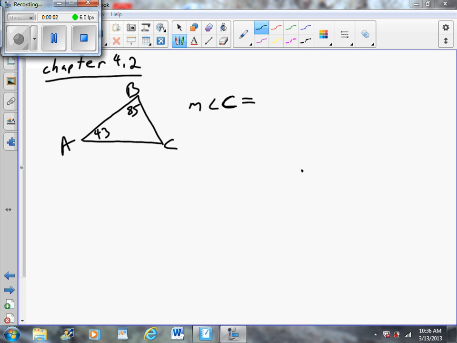Okay, today we're going to start in section 4.2. I did a lot of teaching yesterday. We just went over some review on what was meant by the exterior angle theorem. Remember, the exterior angle of a triangle is equal to the sum of the two measures of the non-adjacent angles, or otherwise known as the two remote interior angles. We took notes on that yesterday.